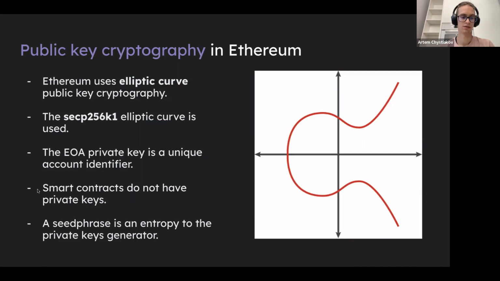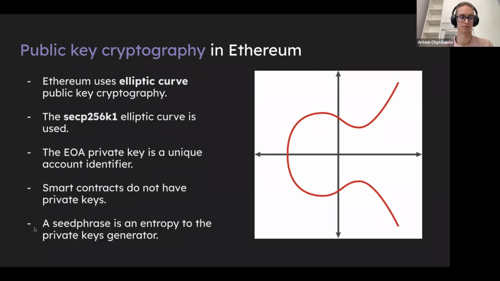The key point is that smart contracts do not have private keys. So they have addresses, but these addresses are not backed by private keys. And actually, it is practically impossible to find such a private key that would relate to the address of the smart contract.